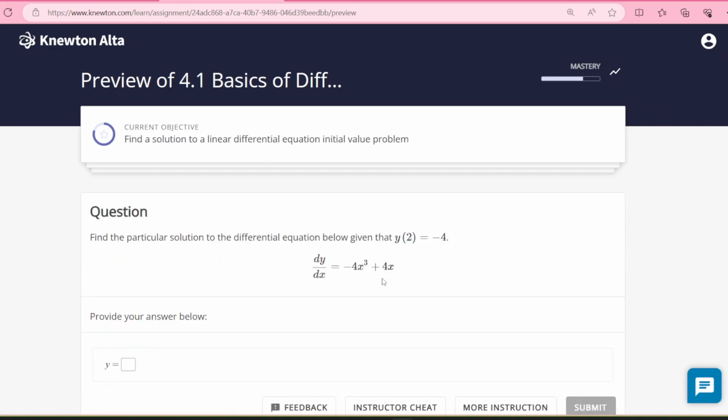All right, so here we actually have to solve something. One of these initial value problems again. So you're given a differential equation and then some condition that needs to be met. So again, we'll solve the differential equation, find the general solution, and then find a particular solution that satisfies the condition.